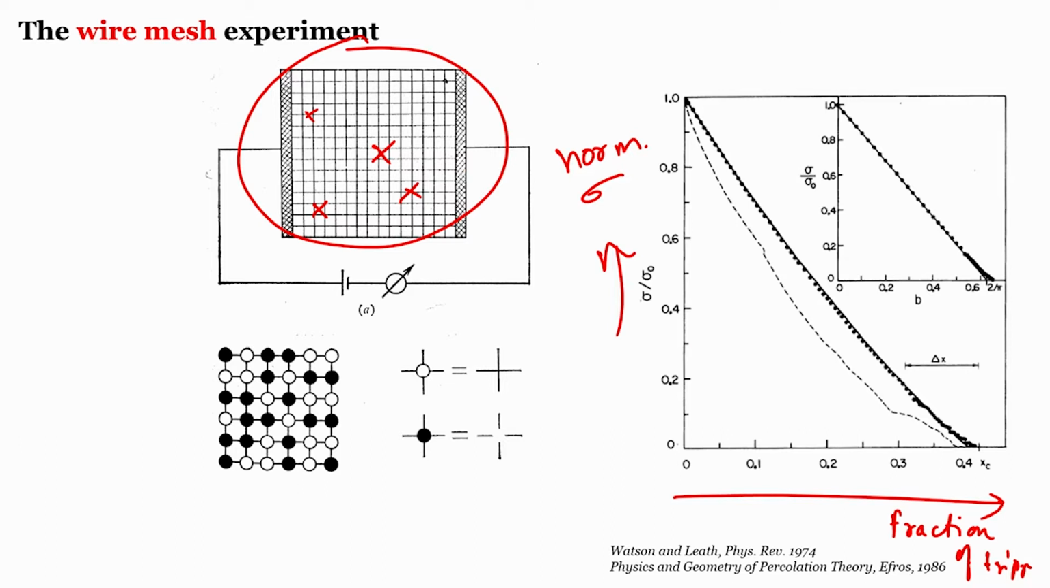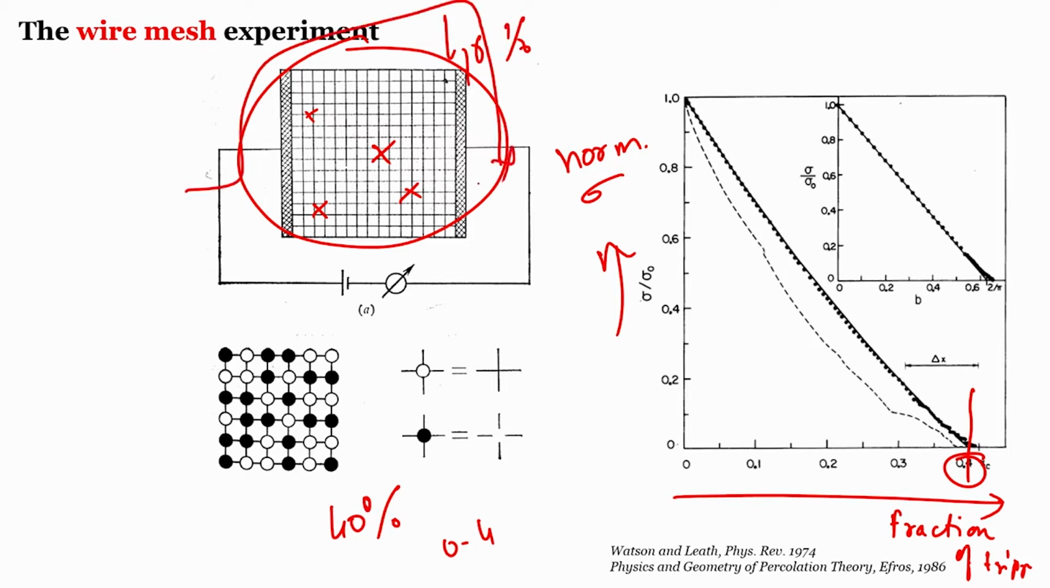What does it tell us? It tells us that after a particular point is reached, which in this case was 0.4, or in terms of percentage 40%, when 40% of these junctions are tripped, the connection between point A, let's say somewhere here, and point B, let's say somewhere here, is lost. The circuit stops conducting from point A to point B when 40% of the junctions, by junction I mean this, are tripped.